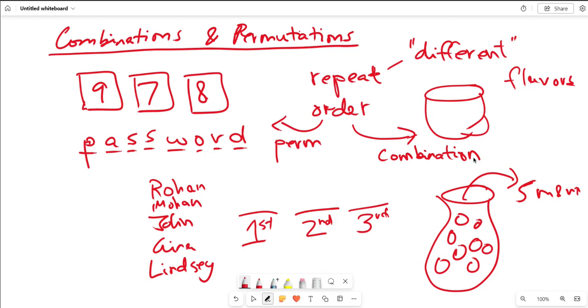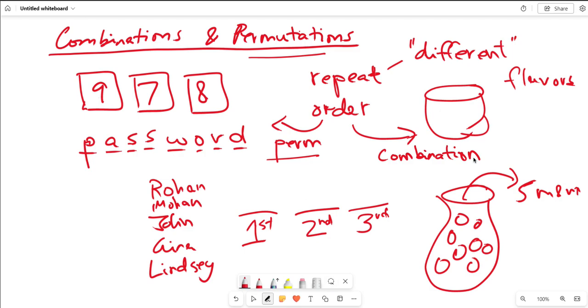So if that's clear, this is basically understanding that when the order matters, it's called a permutation. And when the order does not matter, it's called a combination. So that's what I want you to remember from this.